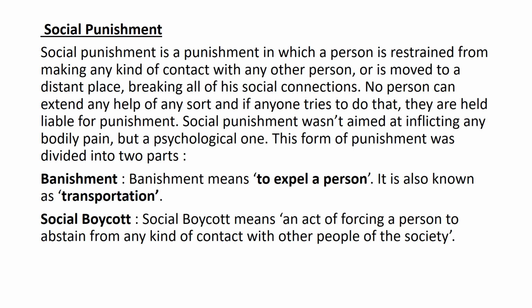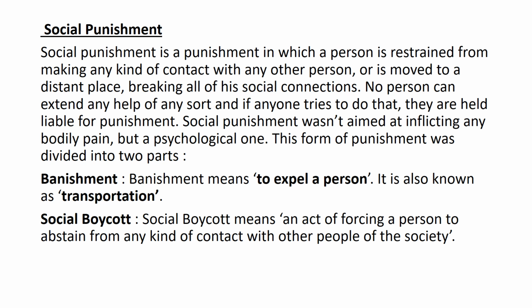Social punishment was not aimed at inflicting any bodily pain, but a psychological one. This form of punishment was divided into two parts. Number one is banishment. Banishment means to expel a person. It is also known as transportation. And second one is the social boycott. Social boycott means an act of forcing a person to abstain from any kind of contact with other people of the society.